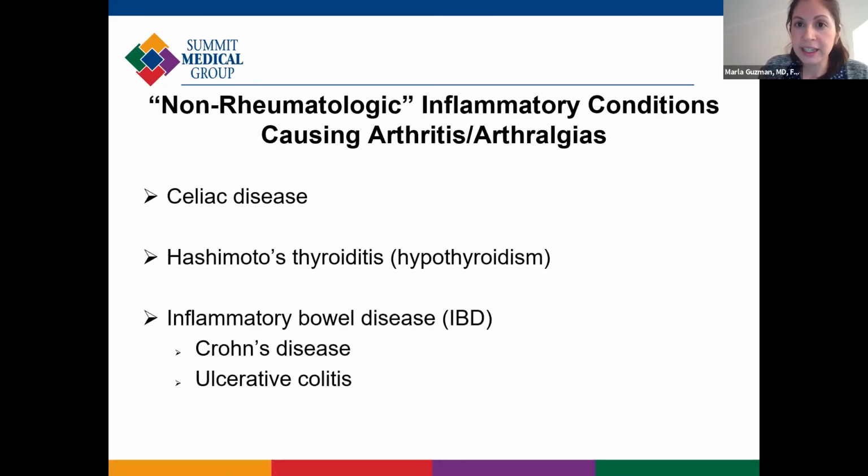And just real quickly, other autoimmune or inflammatory conditions that I don't particularly see patients for also cause arthritis or arthralgias. Things like celiac disease, hypothyroidism, and inflammatory bowel disease like Crohn's disease or ulcerative colitis may cause arthritis as part of their disease, unfortunately. So I will often work with either the endocrinologist or the gastroenterologist to help manage the arthritis in these conditions.